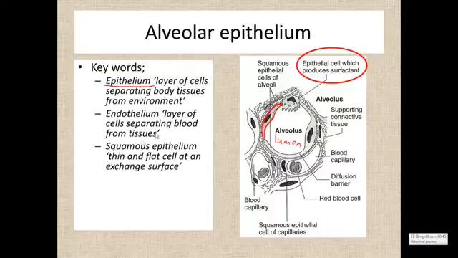What is endothelium? Endothelium is a layer of cells separating the blood from the tissues. So what is that? That's this cell here. The cells which make up the blood capillary, which I'm very poorly drawing around here.